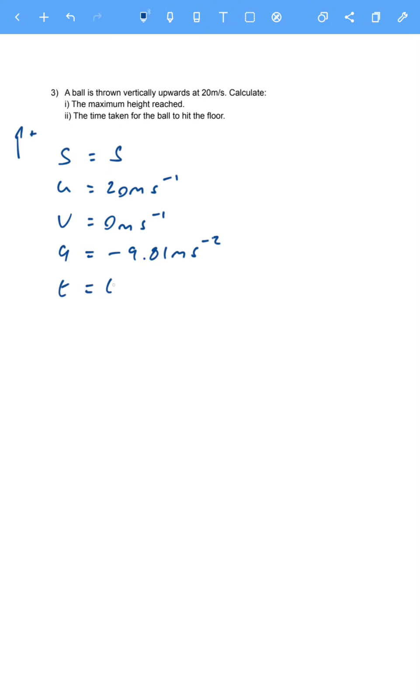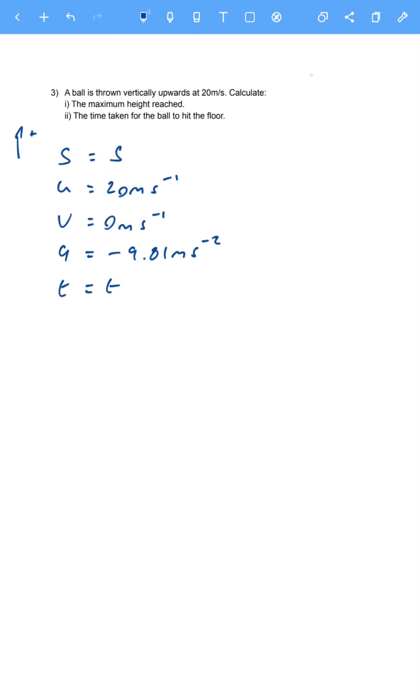And time, we'll figure that out after, because part 2 asks us to find the time taken for the ball to hit the floor. But what we're going to do is find the time it takes to reach its maximum height, and then you can simply double that, which will give you the time to fall as well. So let's look at this first bit, maximum height.